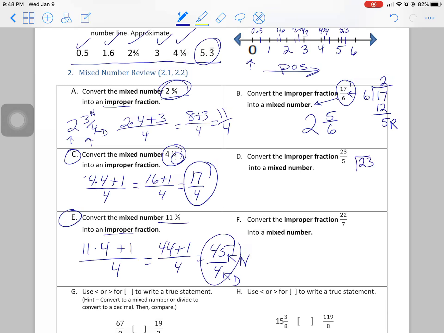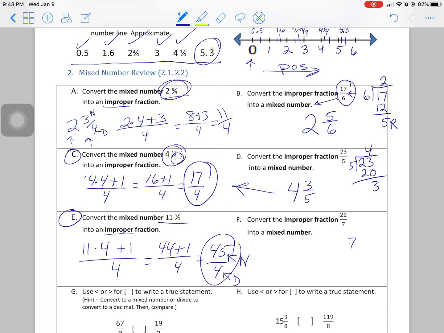This is 23 divided by 5. So 5 into 23 goes 4, which is 20, with 3 left over. So that means 4 5s are in 23 with 3 left over. And you can also check by going back to the mixed number. So this would be 4 times 5 plus 3, which is 23, right? So you can always check your final answer there.